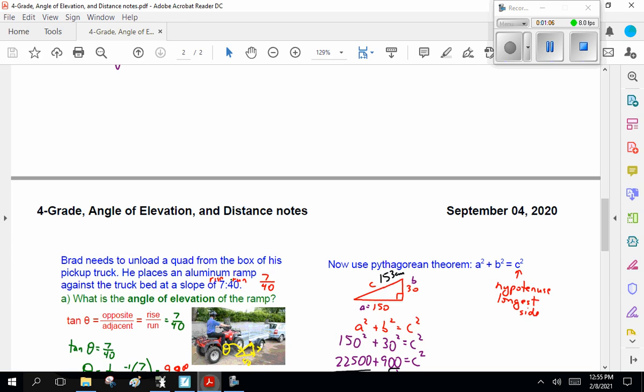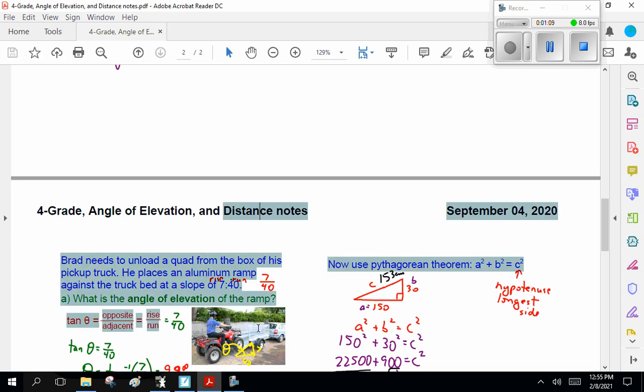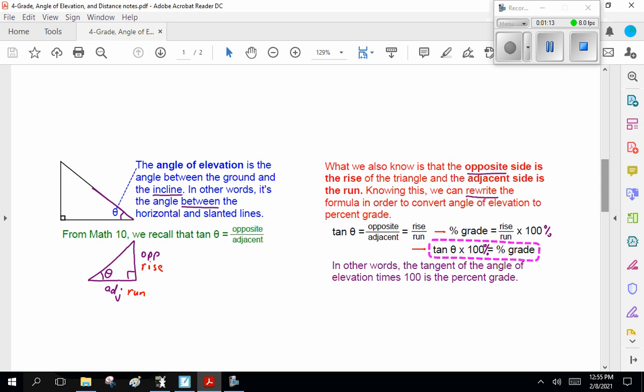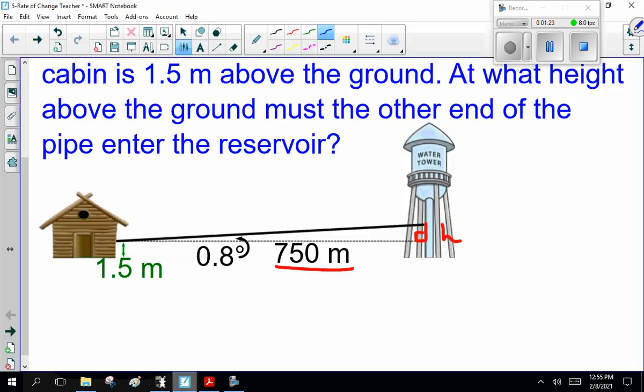Well, I go back to the last lesson. Yes, tan of theta, opposite over adjacent, which is rise over run. It's also the percent grade, but tan of theta is rise over run, something we learned last class. Tan of theta.